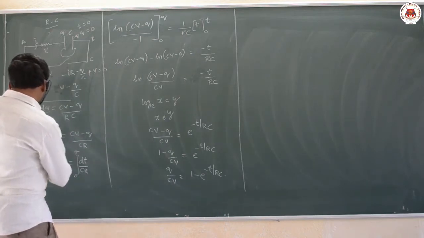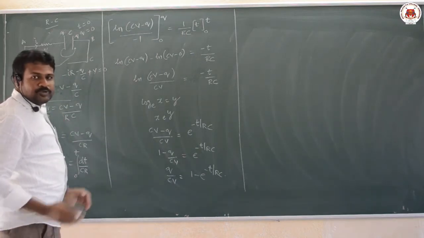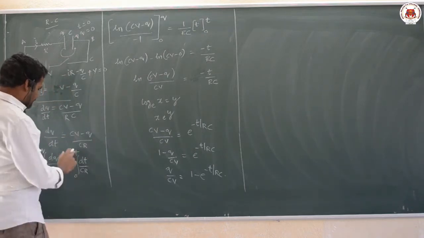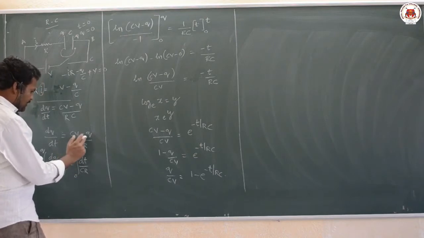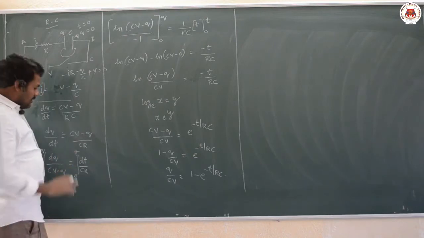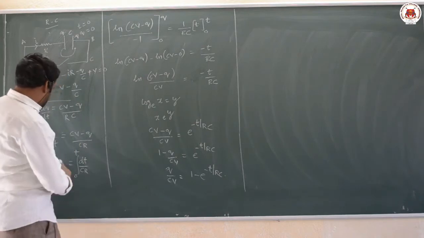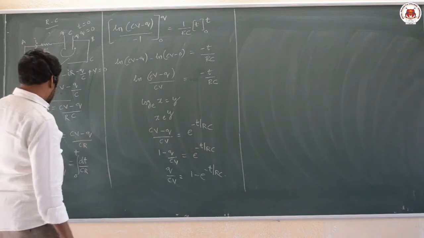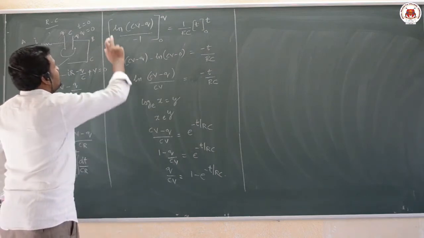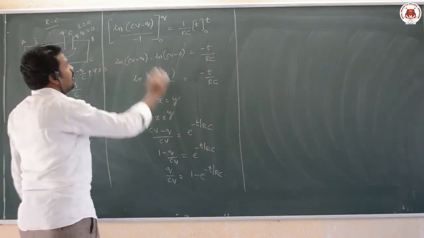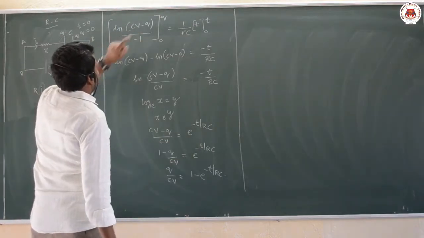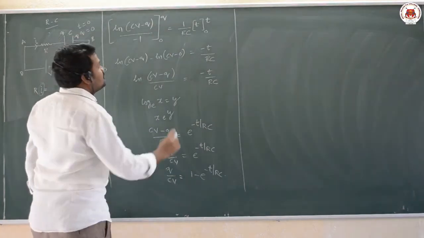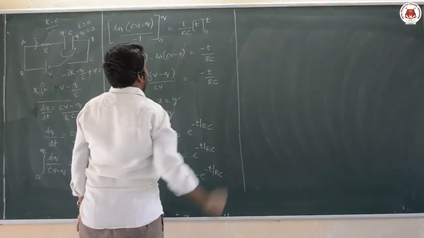Then integrate this within the limits 0 to Q. Before integration, you send the Q terms to one side and the T terms to the other side. Now integrate this from 0 to Q, and integrate the other side from 0 to T. The integration formula for this is ln, that is natural log e, of CV minus Q by minus 1 within the limits 0 to Q, and this part is integrated within the limits 0 to T.